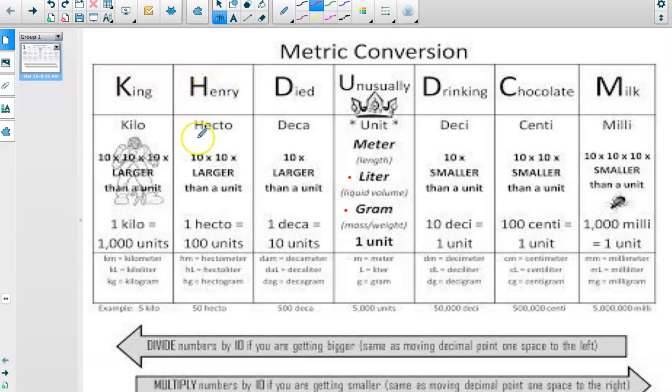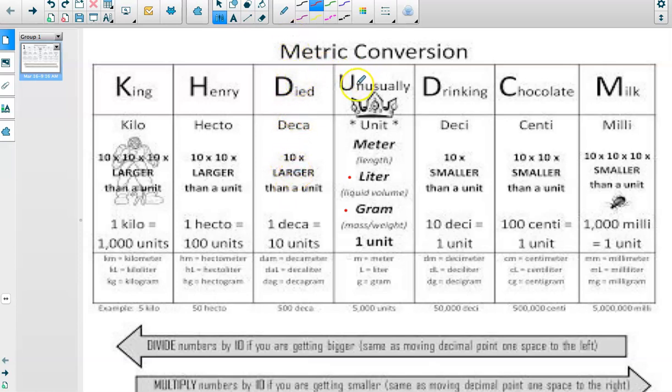Henry, H, that's hecto. We do not use hecto very much. You'll never be tested on hecto. I know it is on the IXL that you're going to be getting a little bit later, but it's basically just a placeholder unit. Died is deca.